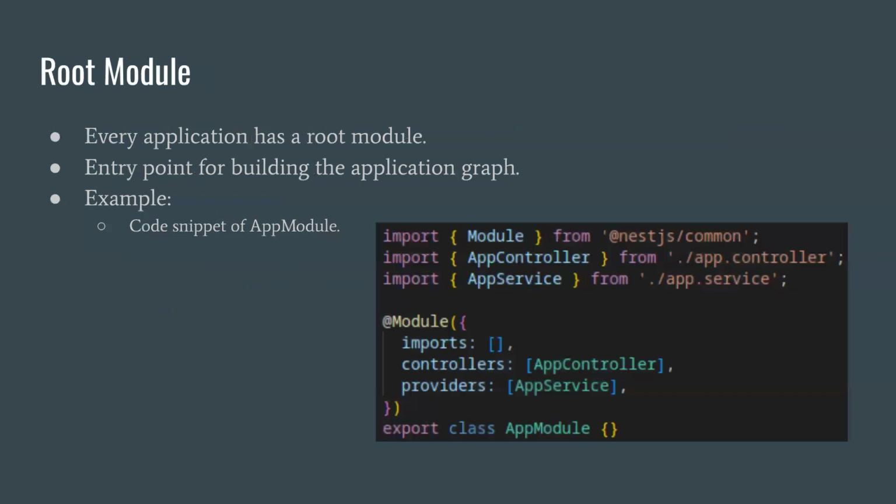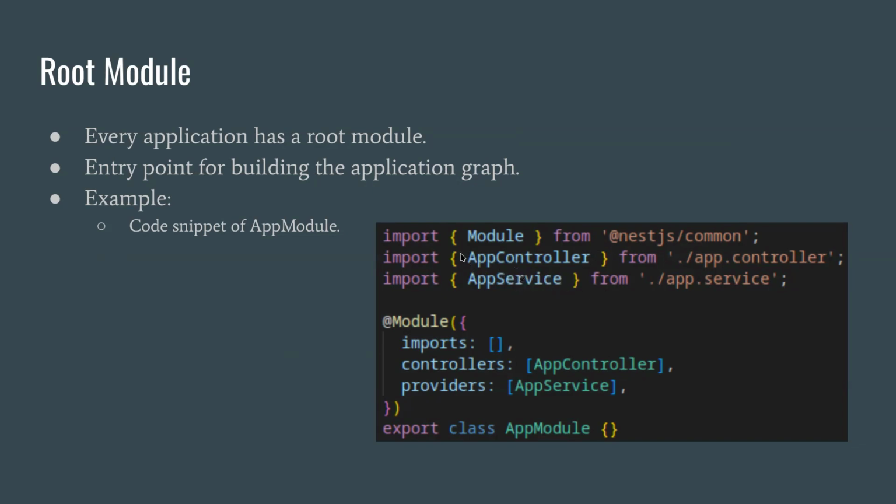Root module. Every NestJS application starts with a root module, and this root module serves as the entry point for building the application graph, which is Nest's internal data structure for resolving module and provider relationships. Here you can see a simple example of a root module.